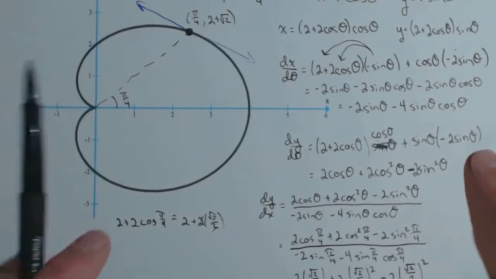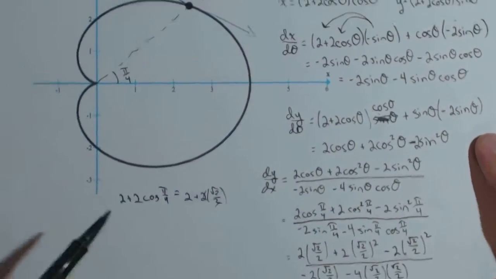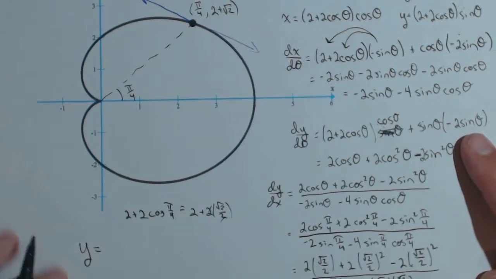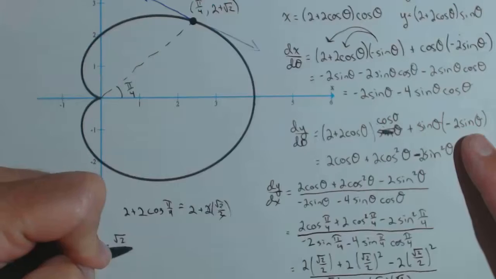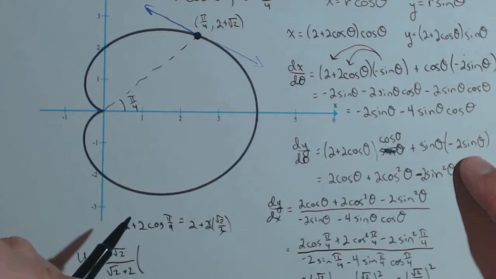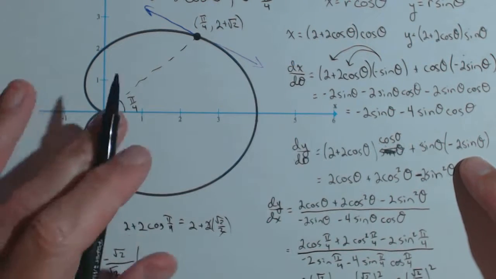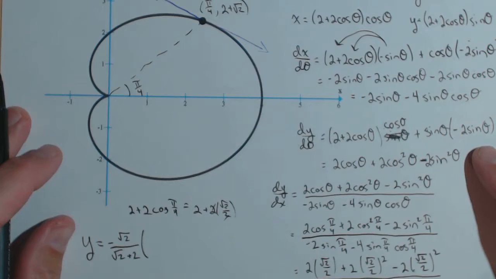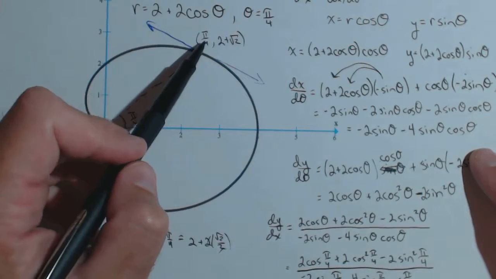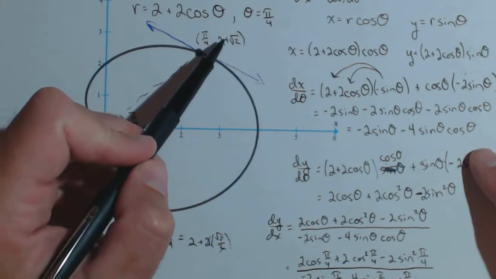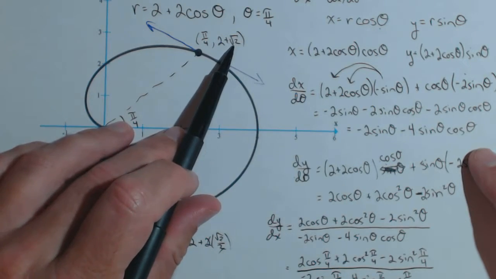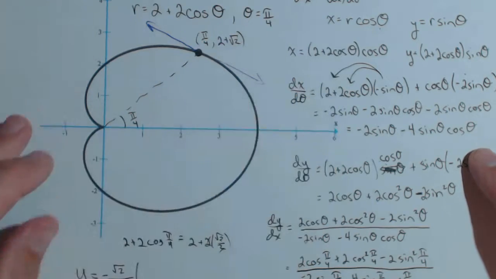Now we can put together our tangent line. We had the point, we have our slope. Putting those two together, our tangent line could be rewritten y equals our slope, negative square root of 2 over square root of 2 plus 2 times, we'll need our coordinate in rectangular, because we're doing the equation of a line. We can always convert it later. So we know that it goes through pi over 4. So that's going to be our angle, and our r is 2 plus square root of 2. So we're going to plug that in for our conversions.